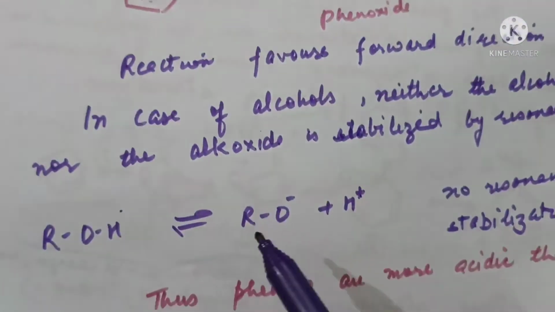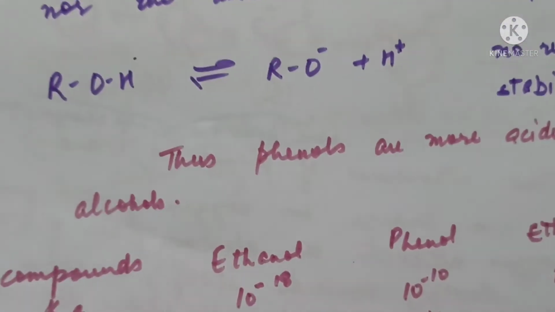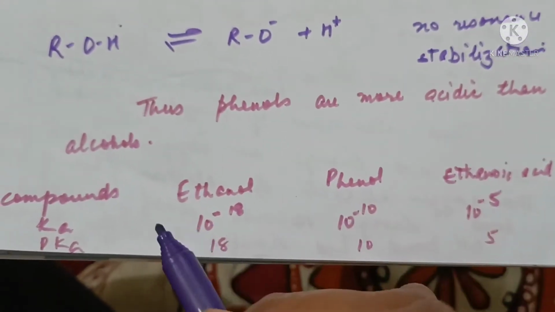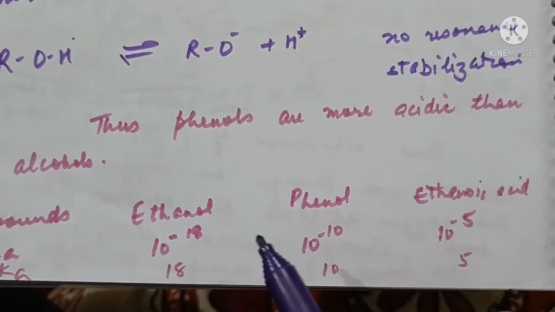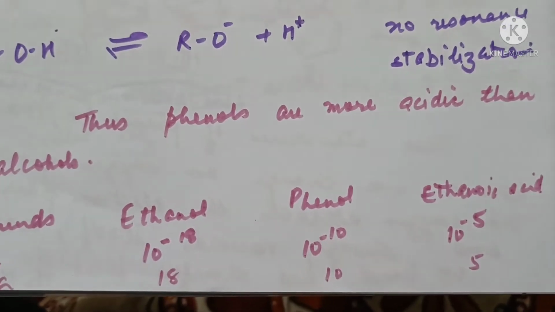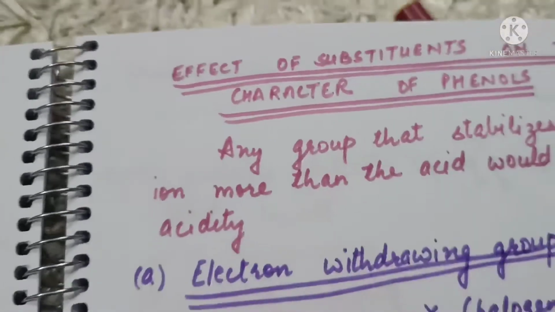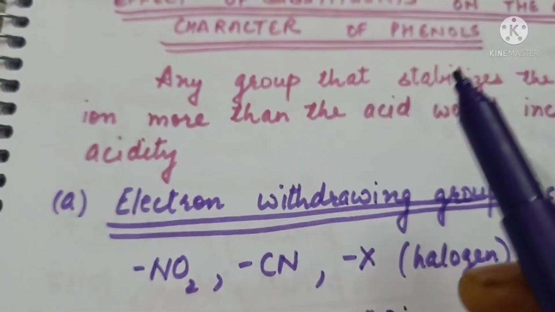So phenols are more acidic in nature than alcohols. We can compare the values of different structures by their Ka and pKa values. The larger the Ka value, the more acidic is the compound. Effect of substituents on the acidic character of phenols.